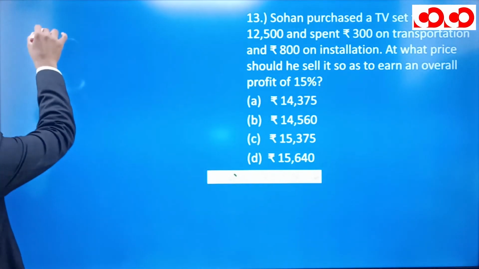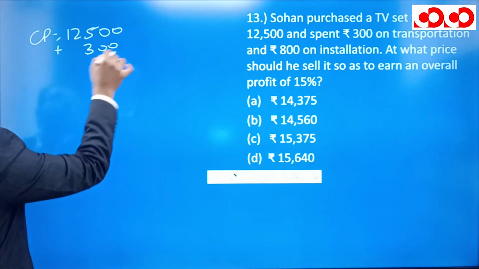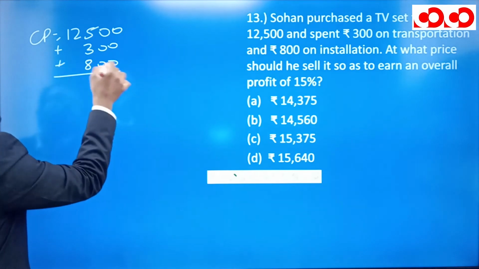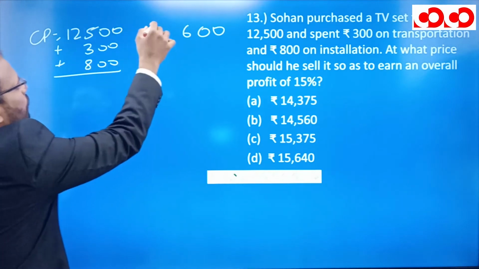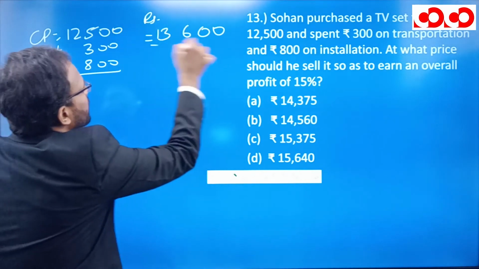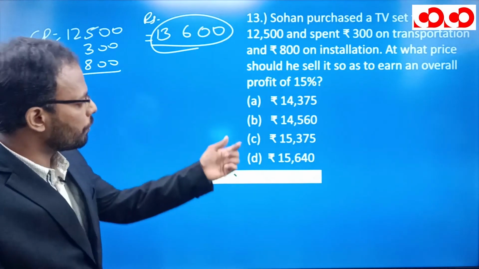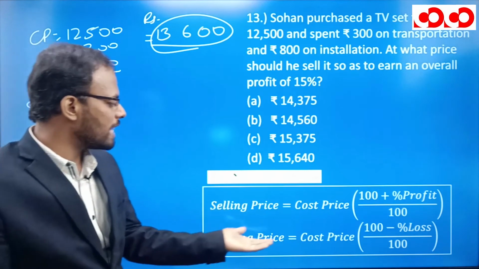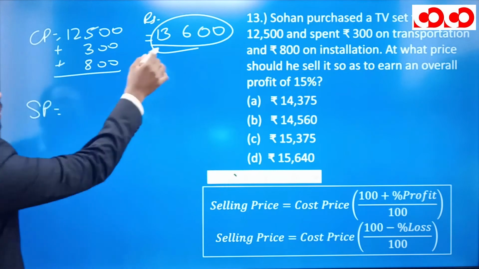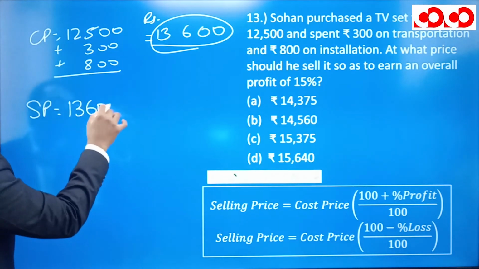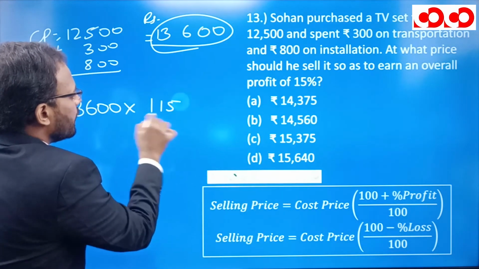So the cost price comes out to be 12,500 plus 300 plus 800, which is equal to 13,600. This is the total cost price. Now we need to find the selling price, and the profit percent is 15%. So we need to use the formula SP is equal to cost price into (100 plus percent profit) by 100. So let's try to solve it. The cost price is 13600 multiplied by 15% means 100 plus 15, 115 by 100.